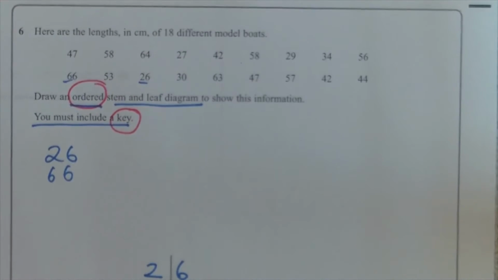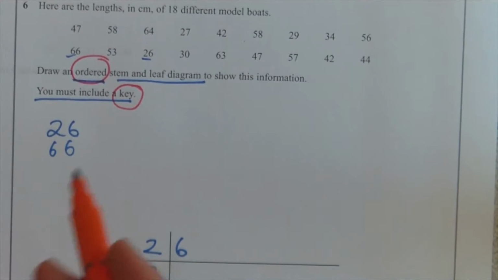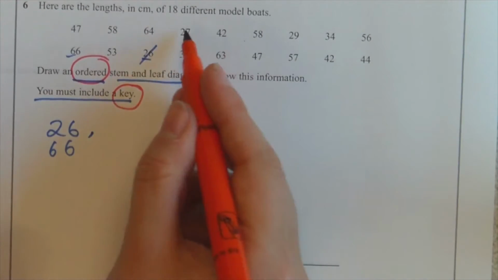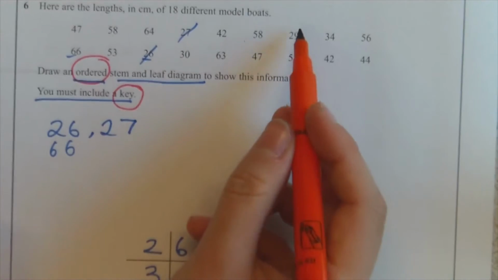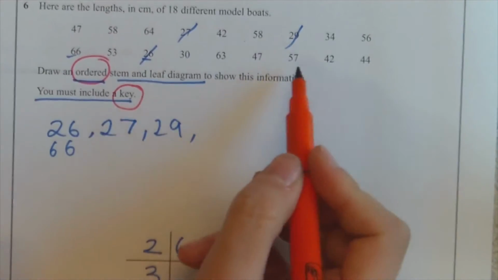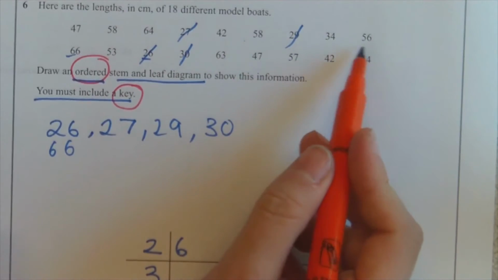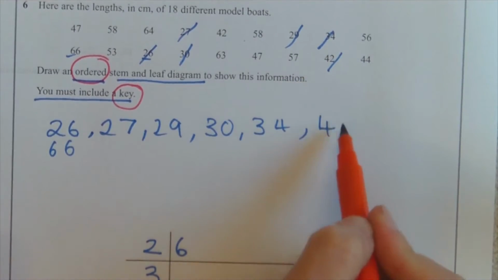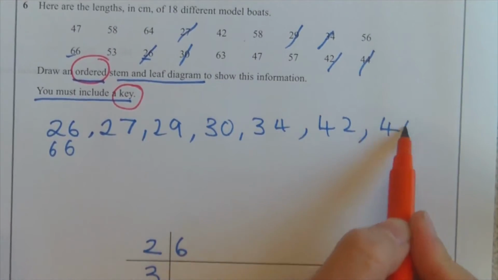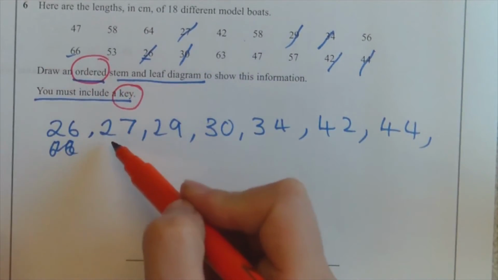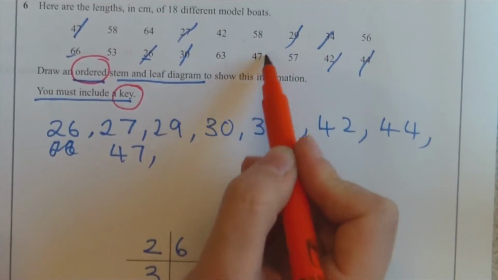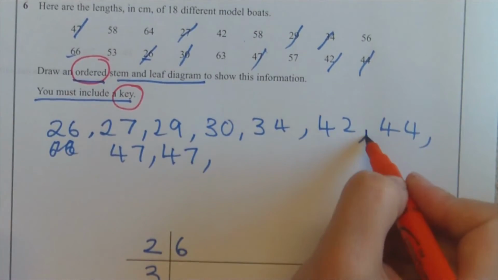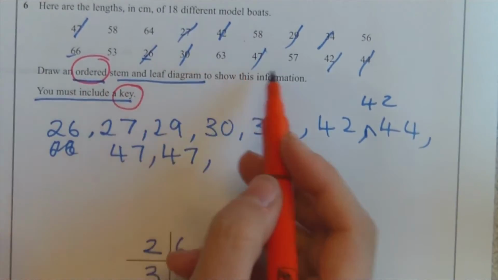So if I look back up at the data, you could either start by just ordering them yourself. I can see 26, I've already crossed out. 27 seems like the next one. 29, 30, 34, 42, 44, 47, another 47. Oh, and there were 2 42s as well, which I missed, so I can helpfully sort that in there.